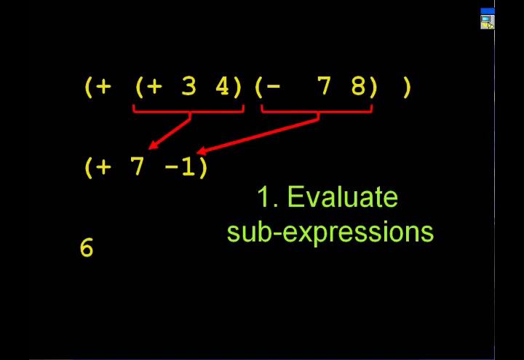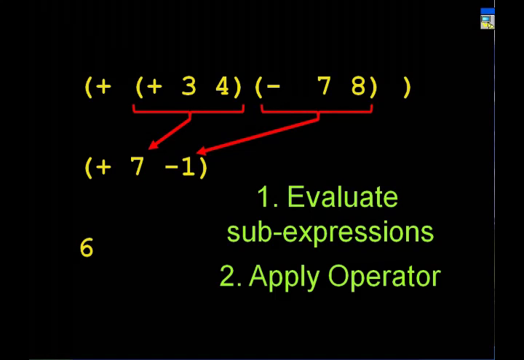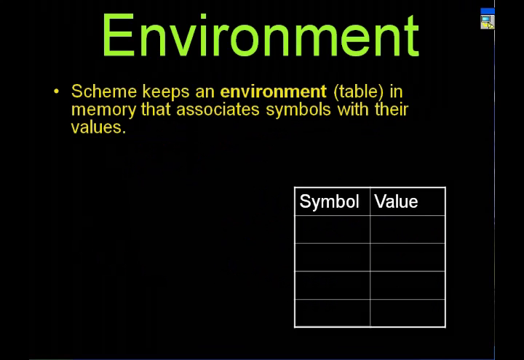You go through this systematically, and then after that you apply the operator. The operator is the thing at the beginning, the first thing. So it's a prefix notation. The first piece in the parenthesis is the operator, and then you apply the operator on the sub-expressions. Okay, very good. So this is how it works.